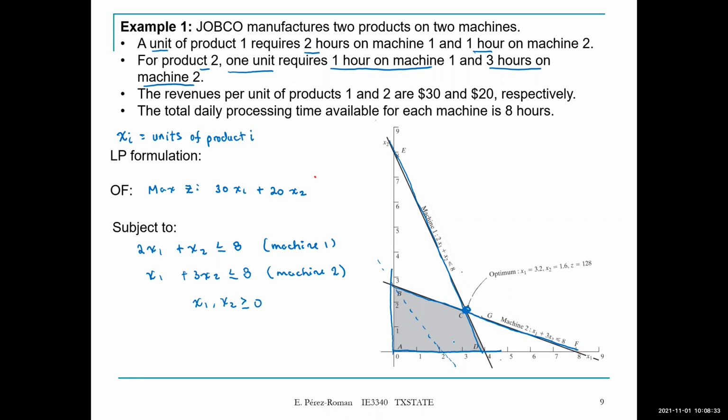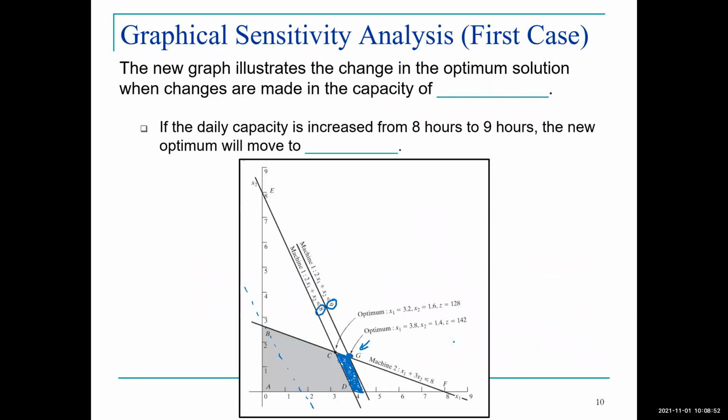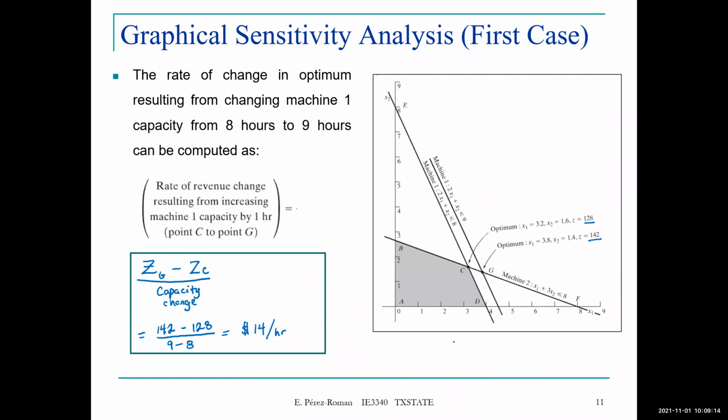So what we are doing here is a sensitivity analysis. We're looking at the impact of changing that resource, in this case, adding an extra hour. And we saw the problem for one of those cases. For machine 1, we increased that resource by 1 hour, and we solved the problem again. We found that the optimal solution increased, by just increasing machine 1 by 1 hour, from 128 to 142 dollars. So what that means is we have a rate of change associated with increasing the capacity of machine 1, or constraint 1. And we found that rate of change using this equation.